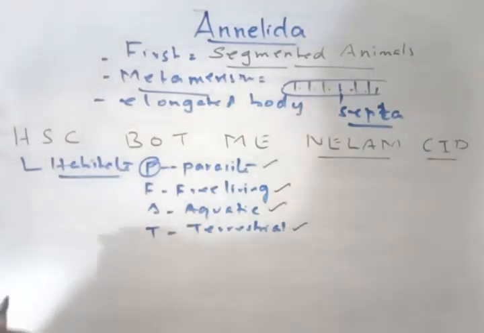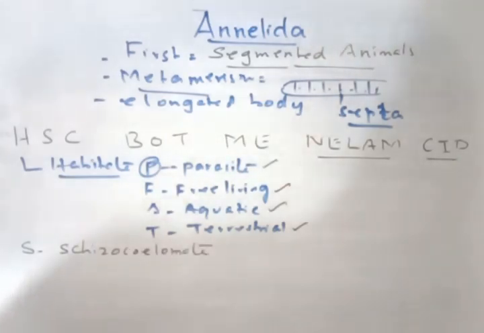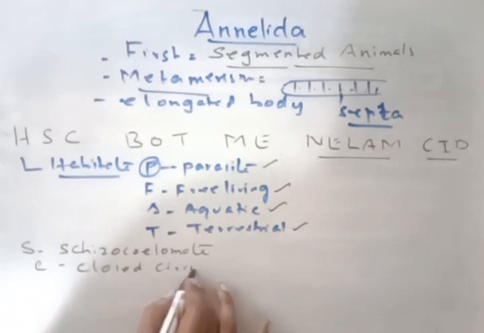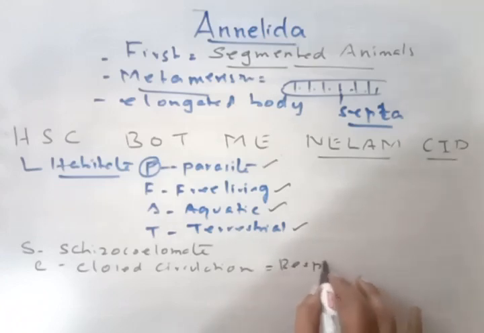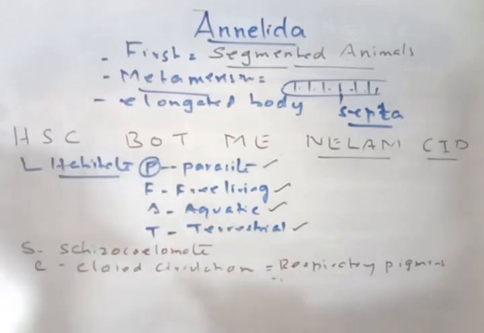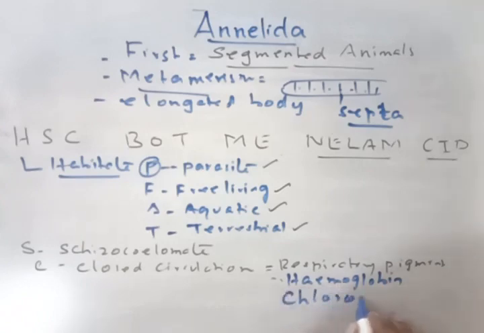Then we'll talk for this S. S is for schizocoelomate. Schizocoelomate animal, we already discussed in the coelomate. Then we'll go for C. C here we will have closed type of circulation. What is closed type of circulation? It is having heart, blood vessels, everything, and here it has a respiratory pigment. In our circulation we have the respiratory pigment hemoglobin. So there are two respiratory pigments. One is called hemoglobin, and another very important one is called chlorocruorin. Chlorocruorin is an important respiratory pigment. Understand, right? So these two are the respiratory pigments.